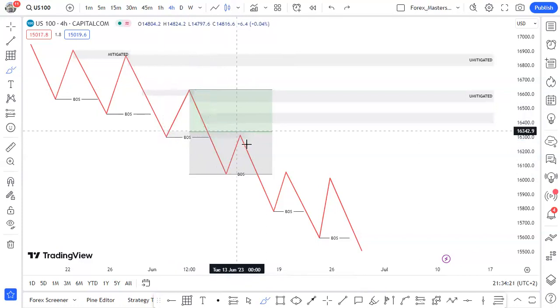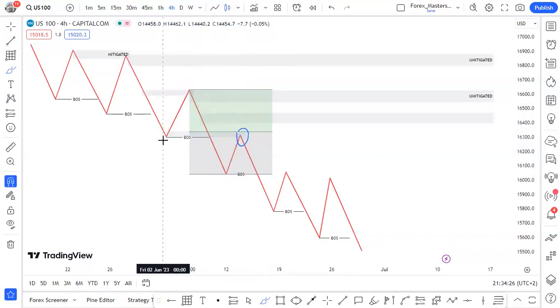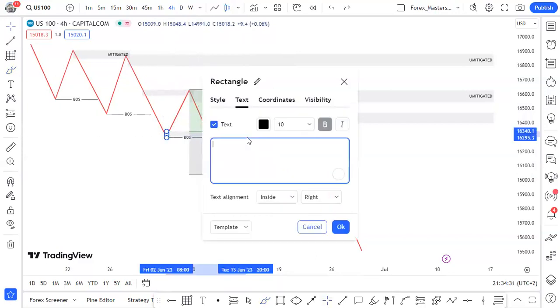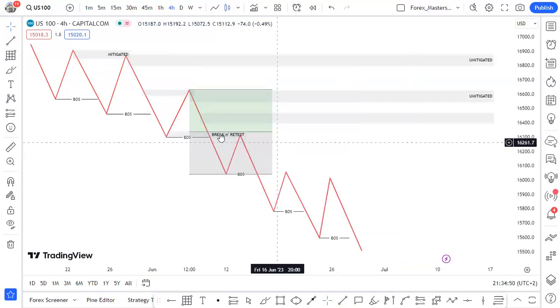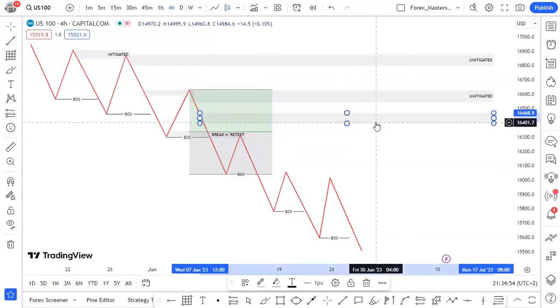Now let's say here, according to retail traders, we have a break and retest. So you can even indicate right here to say this one was just a break and retest. All right, but we have two zones that have not been mitigated. So unmitigated.